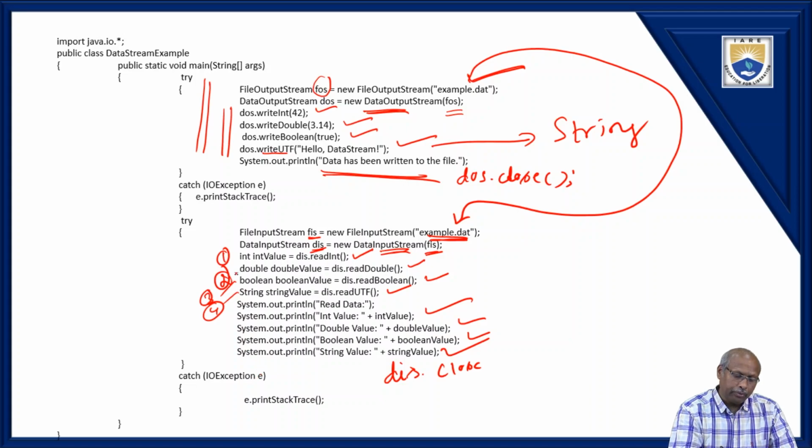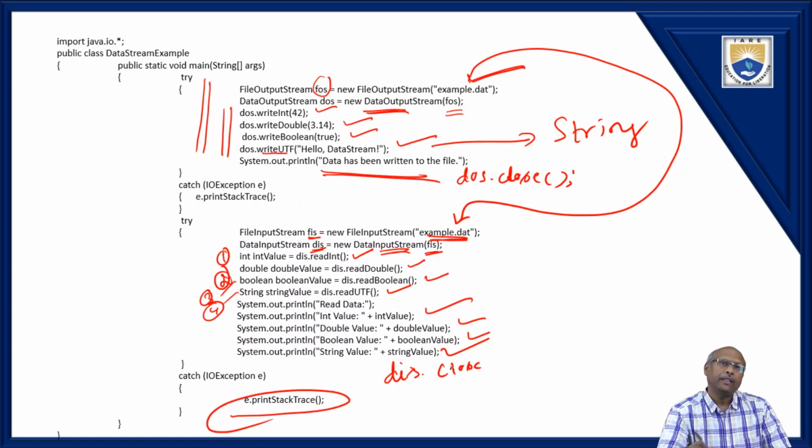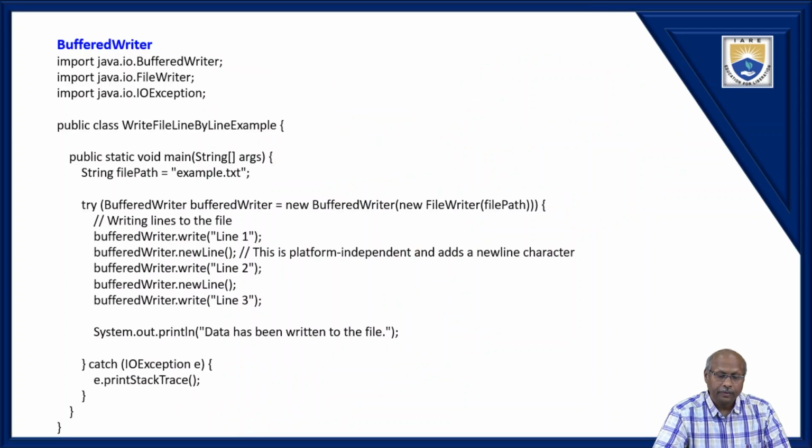If at all any error comes, that will throw an exception, then print that one. So this is the way you can do read and write operations on a file. And those classes are available in a special package called the IO package. So under the IO package, you find all these things. Then we'll see how to deal with character streams.